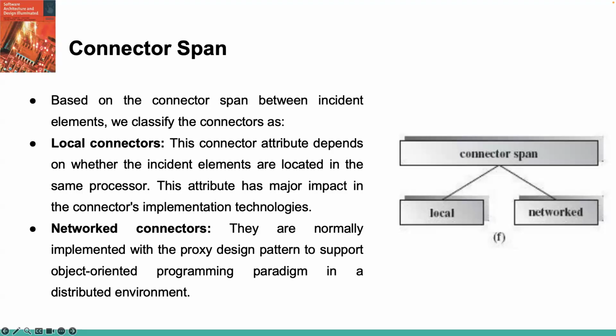In programming, network connectors are commonly implemented using RMI, that is remote method invocation, web services, or the proxy design pattern. In distributed systems, one common way to implement network connectors is by using a proxy design pattern. The proxy acts like a local representative for an object located on another machine. When a local element calls a method on the proxy, the proxy forwards the request over the network to the real object located remotely.